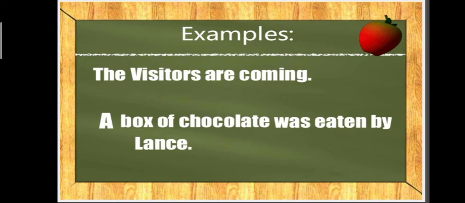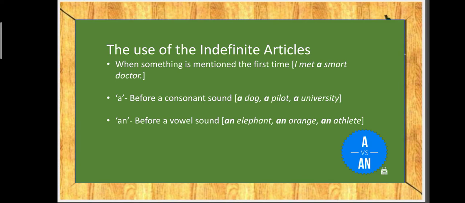general article. And let's see the use of indefinite articles when something is mentioned the first time. Means, suppose, how do we use a or an? When we are mentioning something the first time and it is in general we are talking about. For example, I met a smart doctor. Here a means any doctor. We are not talking about a particular doctor. Okay. And a and an are always used before a singular noun, singular countable noun. A is used before a consonant sound, whereas an is used before a vowel sound.